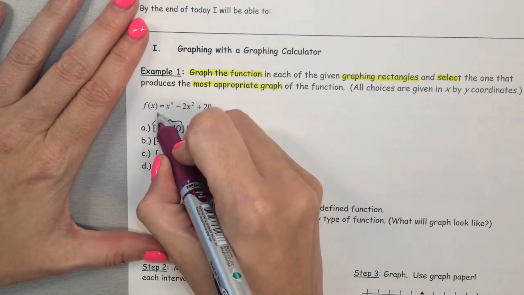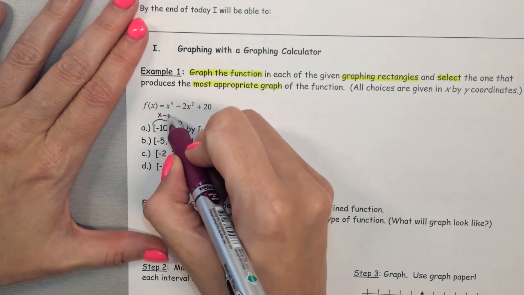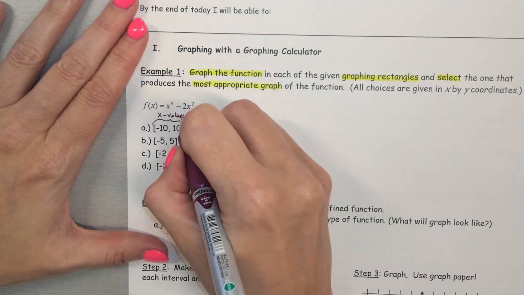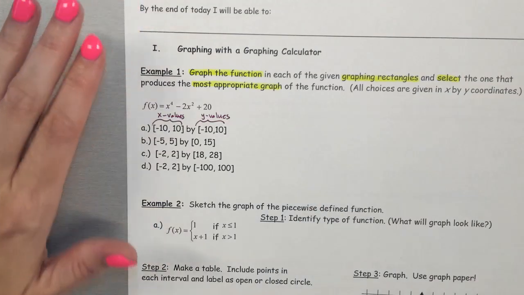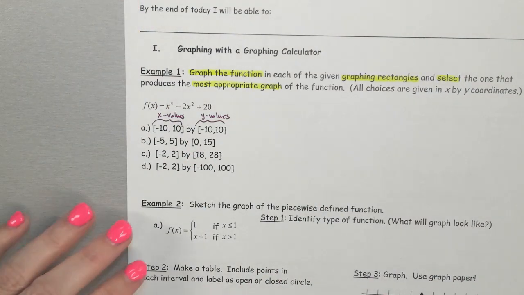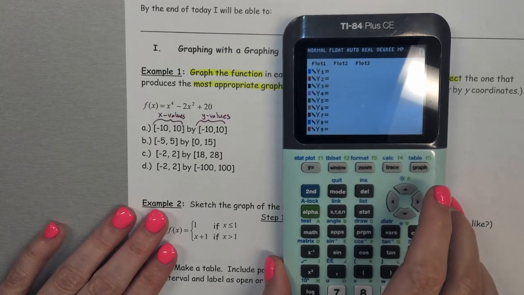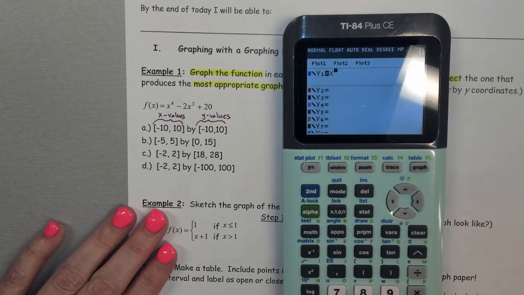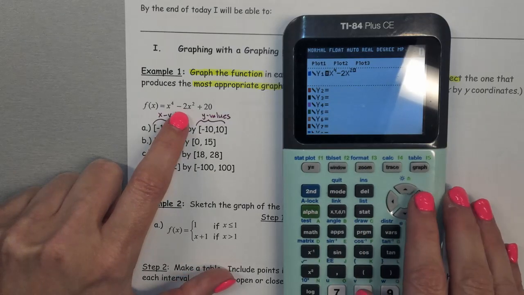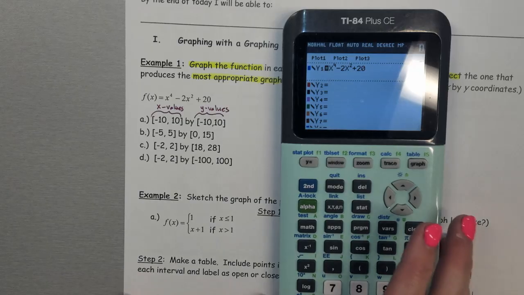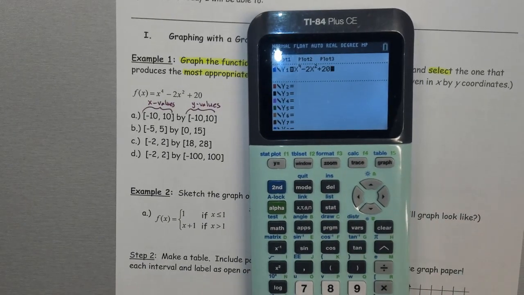So this is going to be your x values. This is going to give you your y values. Okay, so when you are typing it in, you're going to do x to the fourth minus 2x squared plus 20. And if you're in Desmos, you're going to be using kind of the same type of keys there. And then we're going to go to the window.